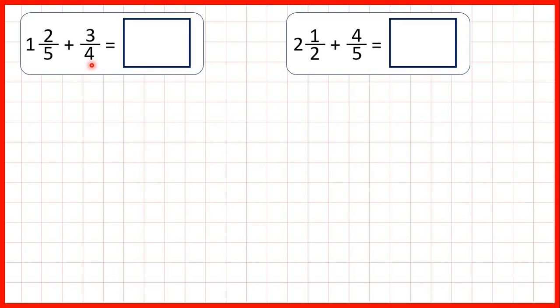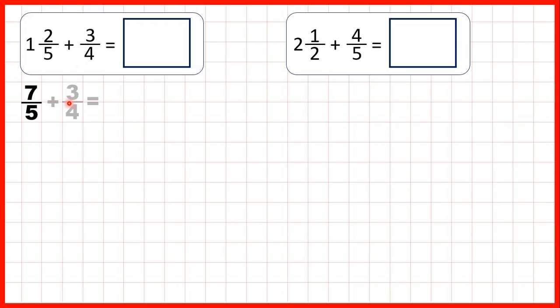Now we're adding a fraction to a mixed number, but this time we're going to get our answer by first changing the mixed number into an improper fraction. To do that, we multiply the whole number by the denominator and then add the numerator. So 1 times 5 is 5, plus 2 is 7. So that's 7/5 as an improper fraction, because the denominator stays the same.